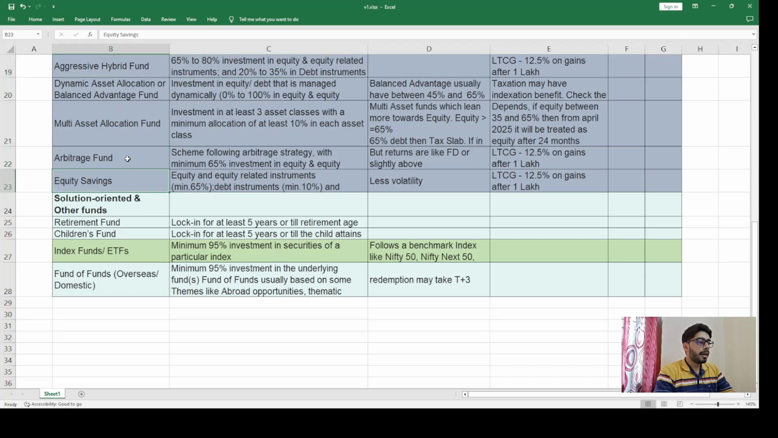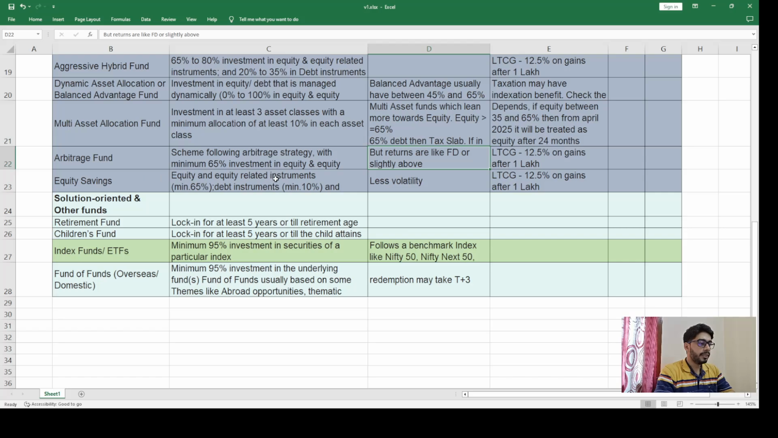So the other two are arbitrage fund and equity savings fund. These follow something called an arbitrage strategy. For the arbitrage fund, when the market is volatile there will be opportunities to take positions at a lower cost or sell at a higher cost in the stock. So such strategies are used in arbitrage funds. They are less volatile, but they give returns like an FD or slightly above. And the thing is, it is equity, so you will be taxed at a lesser rate, like you are taxed for other equity schemes.